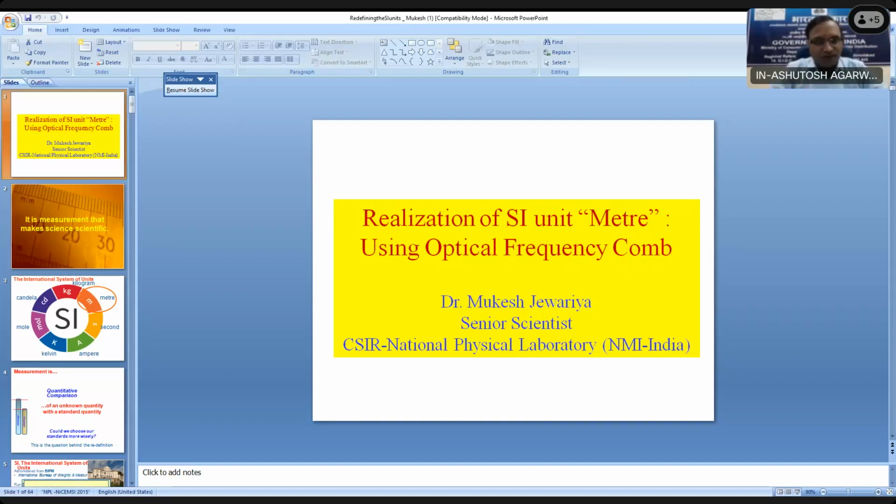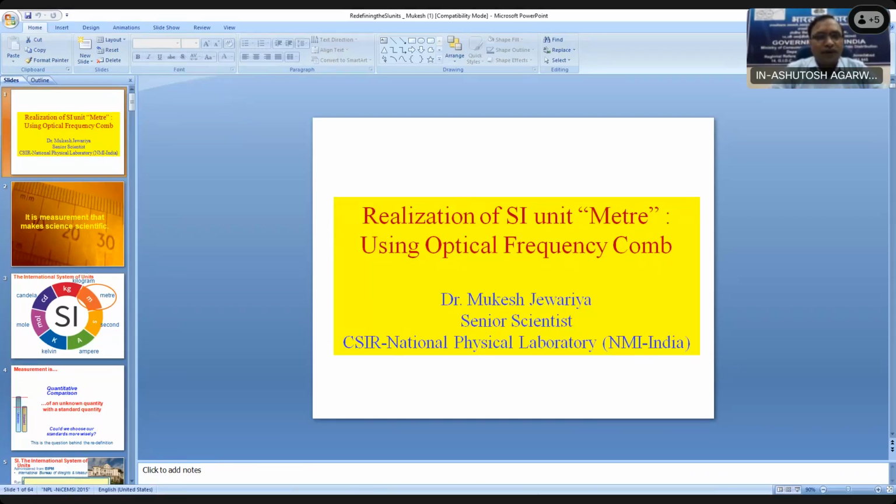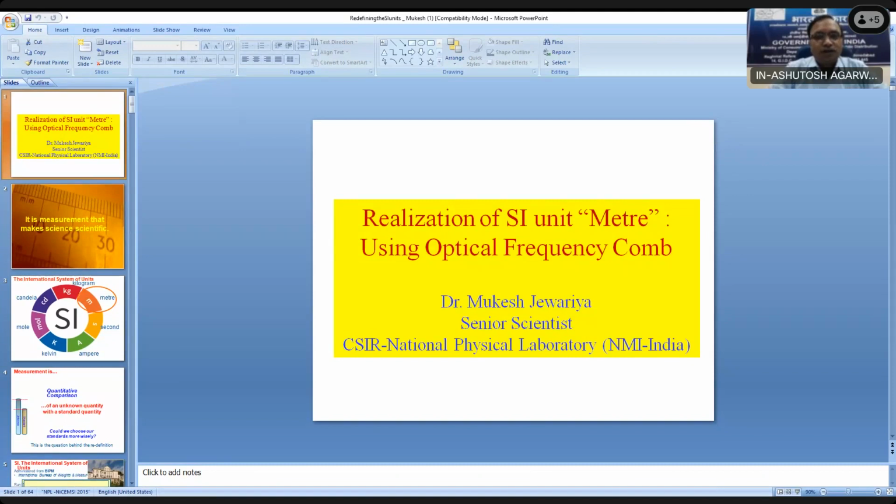Actually, it is a primary standard, and till now we were using, at National Physical Laboratory, the laser interferometer. Dr. Jevaria will explain better. Now we have this optical comb, which is a very new technology. I would like to congratulate National Physical Laboratory, which has already established and developed this comb at National Physical Laboratory India.